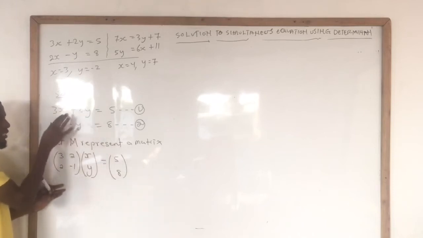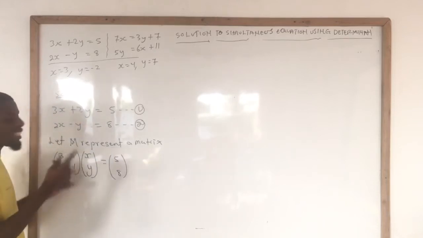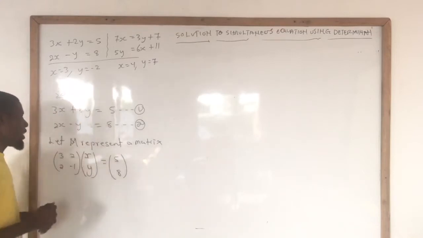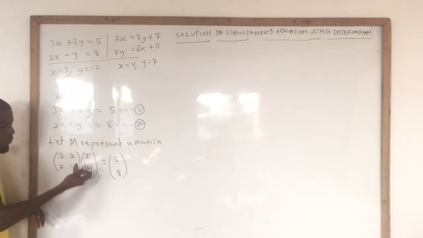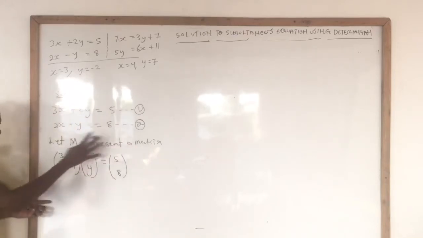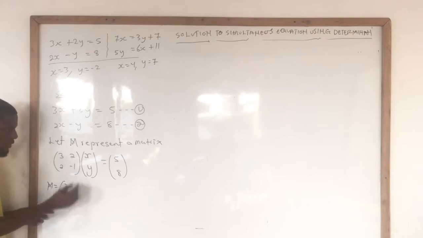So write the numbers. That's why you have to make sure that the x lies in the same column and the y also lies in the same column. In any case, when you have y here and x here, you have to rearrange it and make sure they are all in alignment, right? So when you expand this, you realize that you get the same thing, because 3 times x will give me 3x plus 2 times y will give me 2y, right? You get the same thing. Now, since we made m our matrix, then it means m is equal to 3, 2 and then 2, -1.